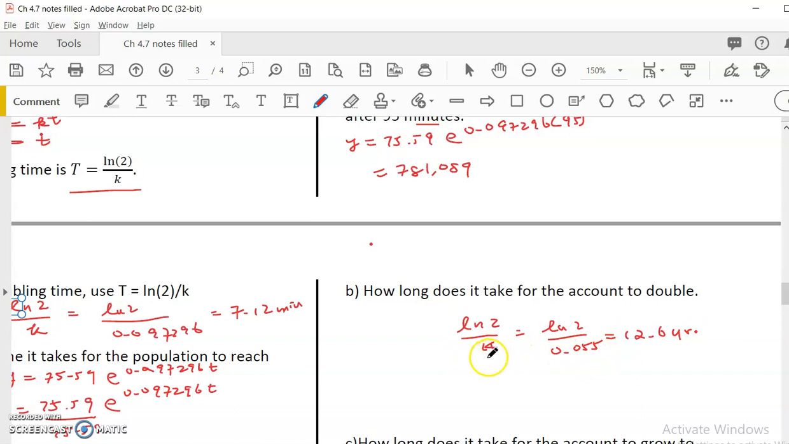So this is a very convenient thing. If you know the rate of an account that is compounded interest or compounded continuously, of course compounding continuously grows a little faster, but you can use it to approximate the doubling time.